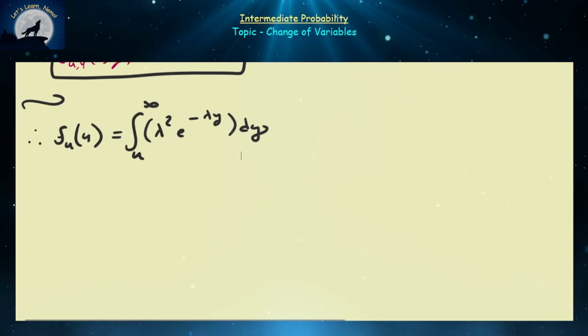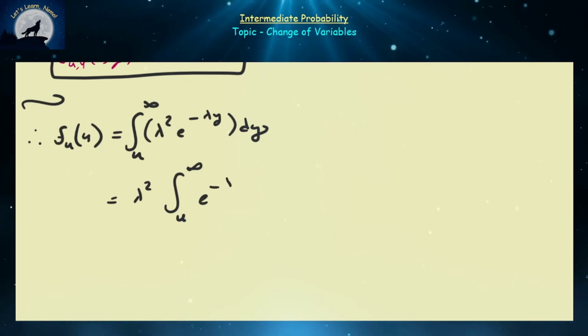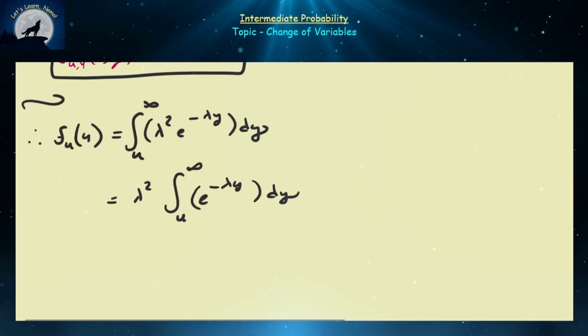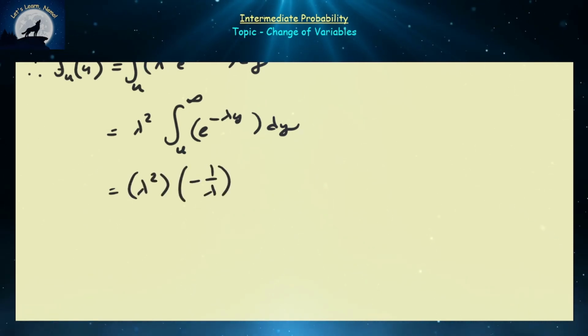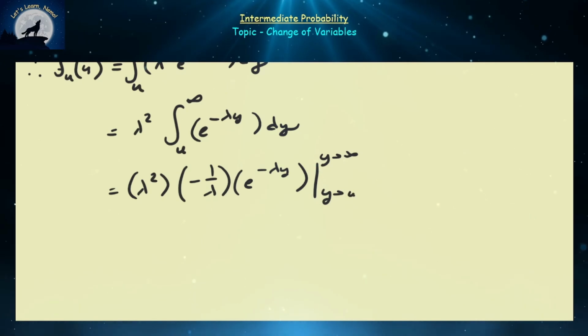Now we can do some basic calculus. We're going to have lambda squared times the integral from u to infinity of e to the minus lambda y dy. Lambda, again, is just a number, so this is just some inverse chain rule. So I'm going to have lambda squared times 1 over lambda times e to the minus lambda y, evaluated from y equals u to infinity. As y goes to infinity, this goes to 0, and as y goes to u, it goes to minus lambda u. So we're going to have 0 minus that thing, and that minus is going to revert it. So we're going to have lambda squared times e to the minus lambda u.